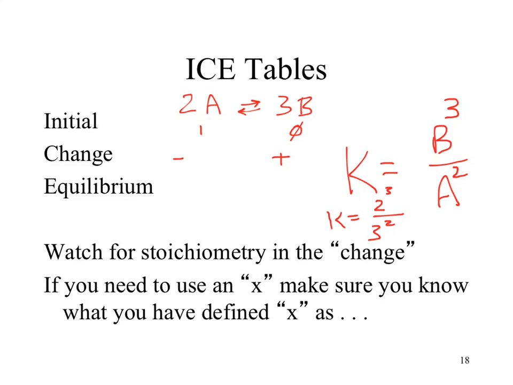Okay, we have to be careful with how we go through and solve this. If we say 2x, what does B go up by? Make sure I did this right. Oh, it does work out that way, right? If we convert, for every 2 moles of A, there are 3 moles of B. So what's the change? 3x.